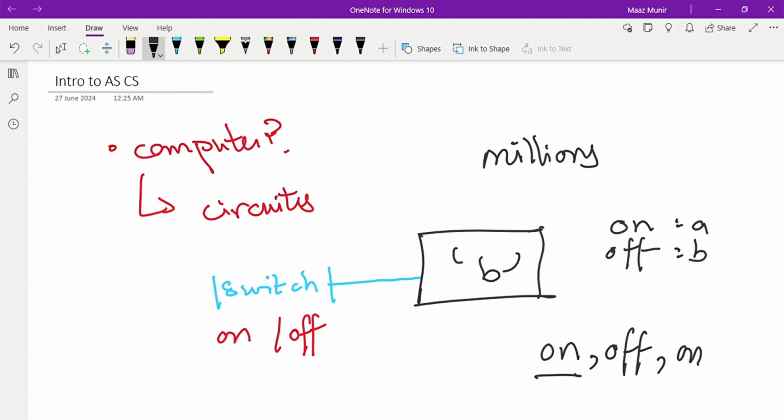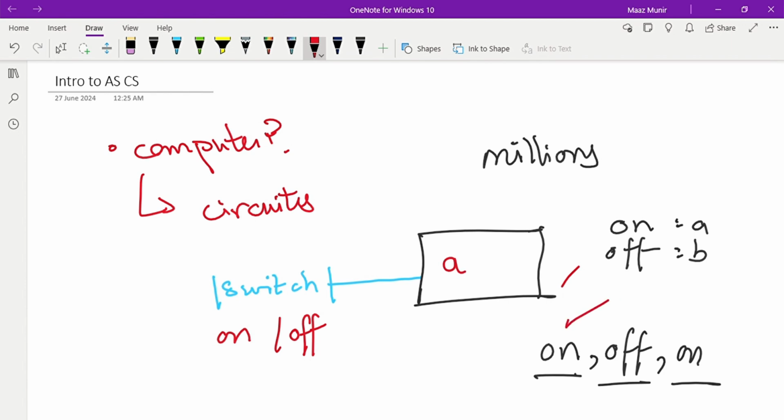So if we have this instruction on followed by off followed by on, how are we going to manage this? Well, it's quite easy. Firstly, on. When we feed on into the switch, what is going to happen? We're going to get A up here. Done. Then we have off.